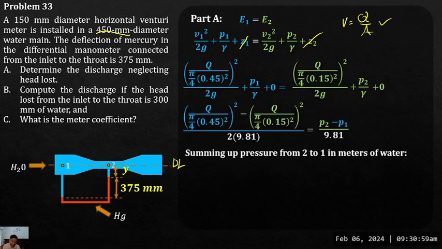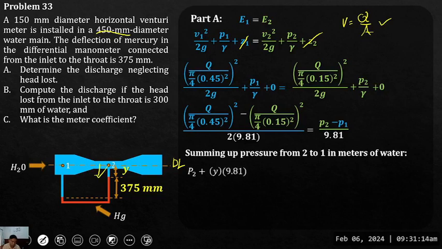So, at this time na, I'll start with point 2. So, point 2 would be still unknown, P2 plus. So, pababa tayo, punta dito. So, that would be a height of Y times yung unit weight ng water, which is 9.81.